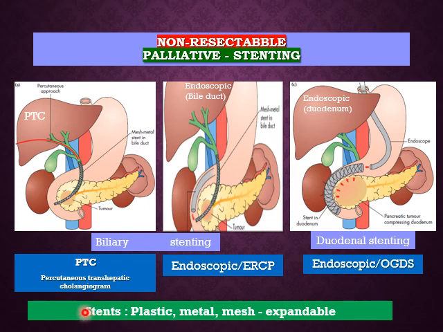Stents these days are very advanced. They are usually made of plastic, metal, or nowadays mesh. And the good thing about this mesh is, as I said, it is expandable. If it is left in place, it absorbs the tissue fluids and it expands to widen the lumen.